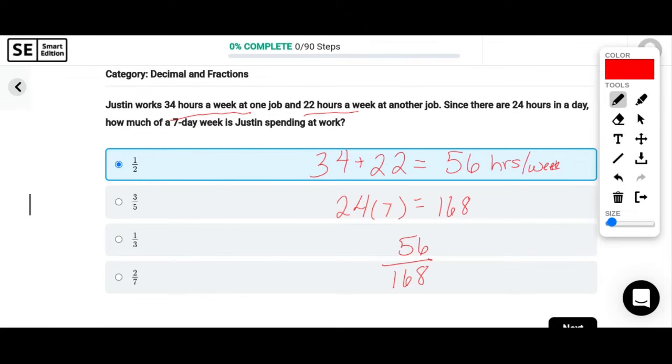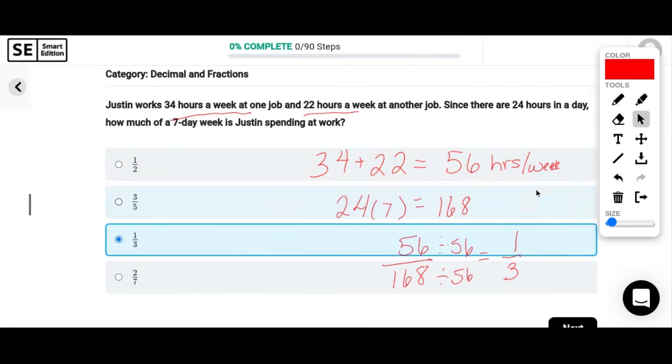And I have to simplify because this is not one of my options. So when I go here to simplify, it looks like 56 actually goes into 168 evenly. So I can divide each of these by 56 and I get 1 over 3. So Justin spends 1/3 of his week at work.